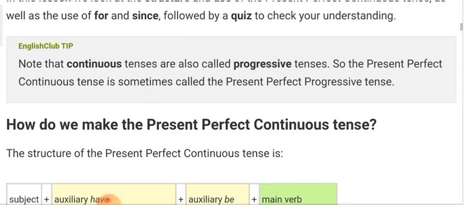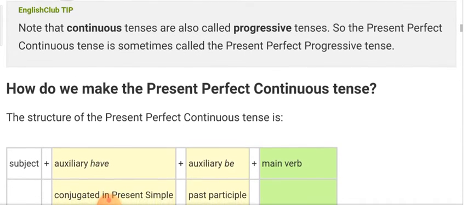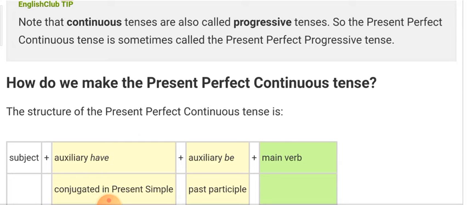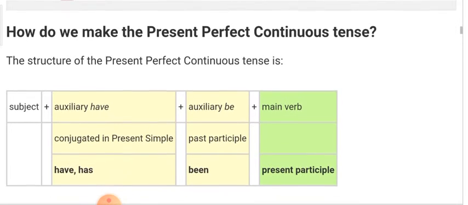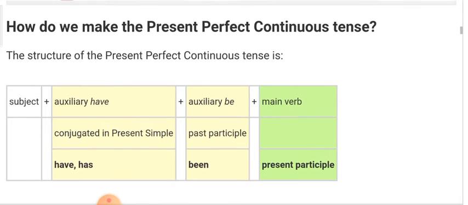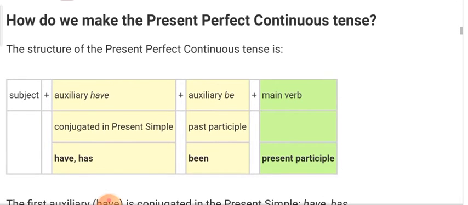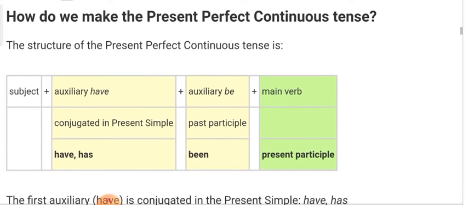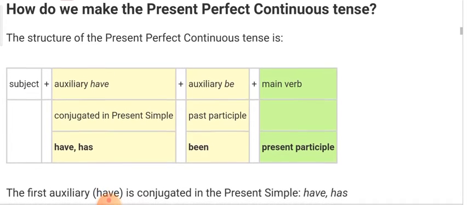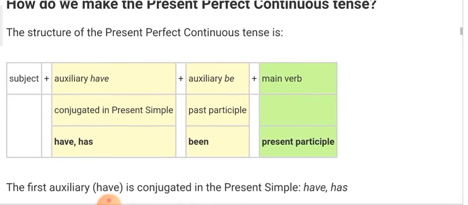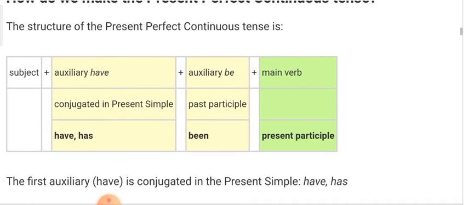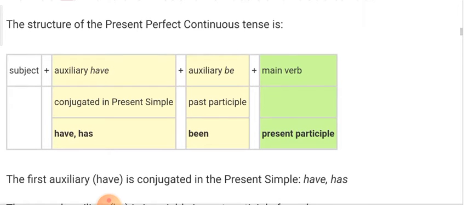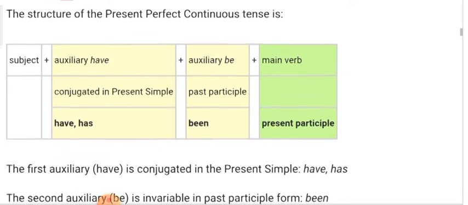Okay, how do we make the present perfect continuous? What is the structure to make the present perfect continuous tense? Now you can see the colorful box, a very beautiful box, and it is also very clear. Number one, you may see subject plus auxiliary, either have or has, then another auxiliary, then the main verb. So in the last line you can see have or has, been, and the present participle.